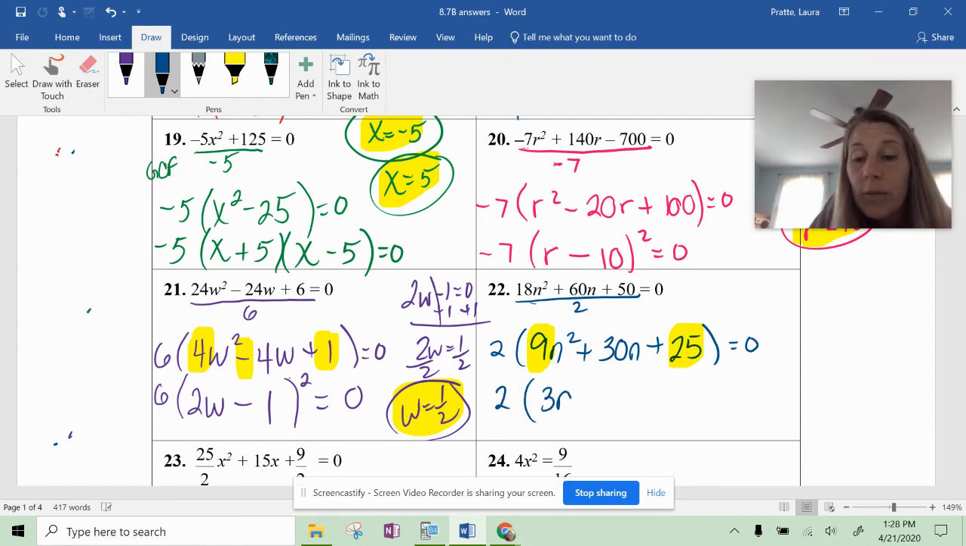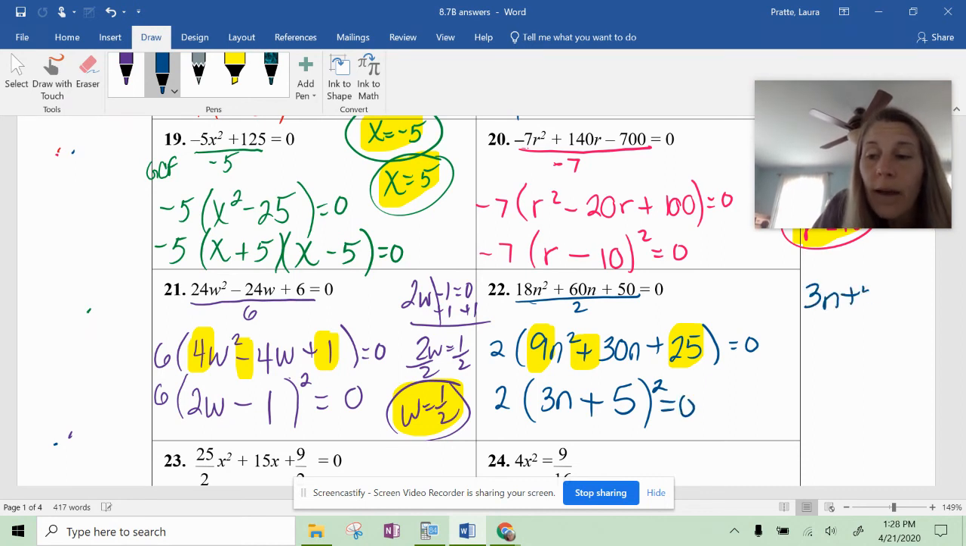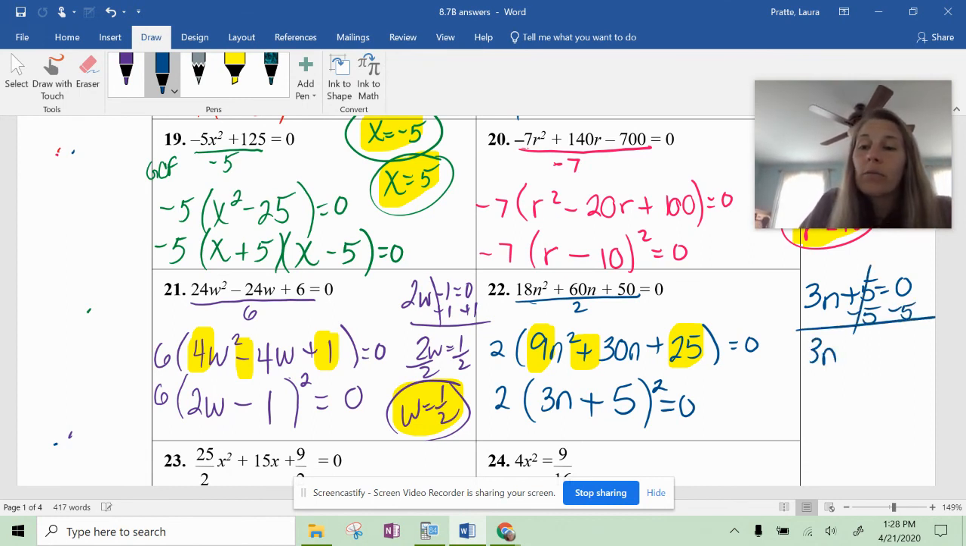So 3 times 3 is 9, so it's going to be 3n. 5 times 5 is 25, so that's going to be 5. And this is a plus sign here, so that's what's going to go in the middle, and then that's squared. And then I just have to solve that one factor by setting it equal to 0 and solving for the n. So 3n equals -5. n equals -5/3.